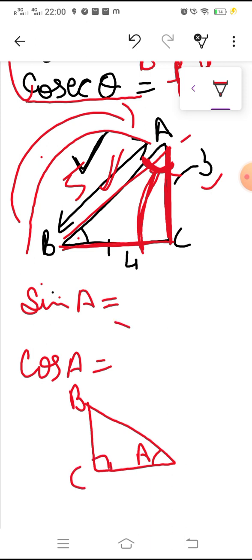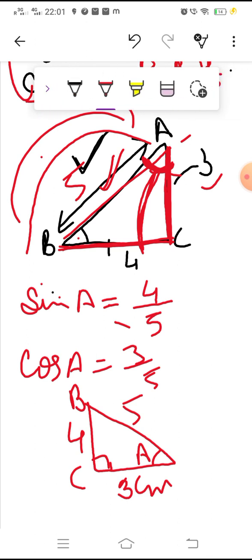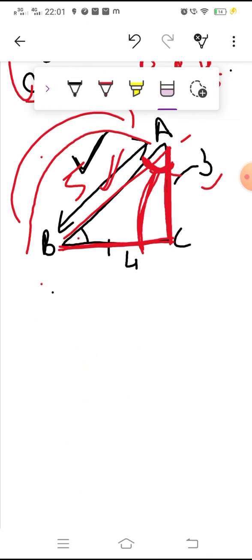Now what is the value of sine A? We know that the value of BC is 4 centimeter. Now this is 4 centimeter, this is 3 centimeter, and this is 5 centimeter. Again, the value of sine A is perpendicular upon hypotenuse, that means now this is 4 by 5, and cos A is 3 by 5, right? So this is the simple thing you have to do in this type of question. What will you do?